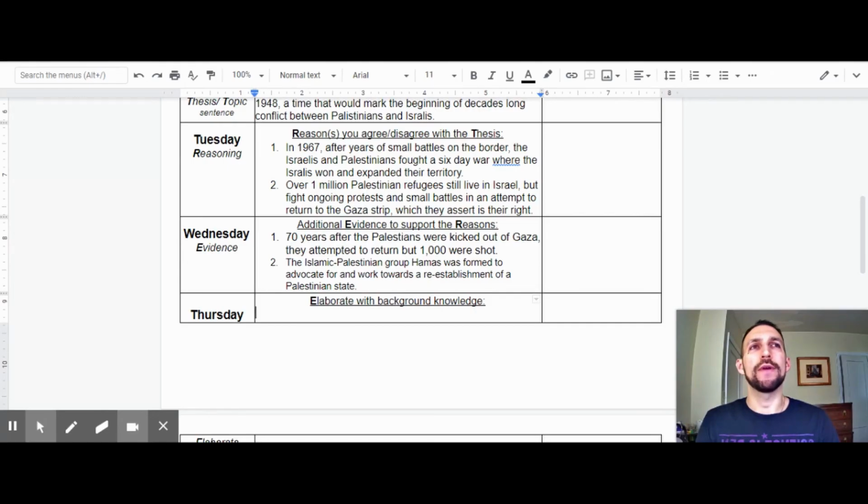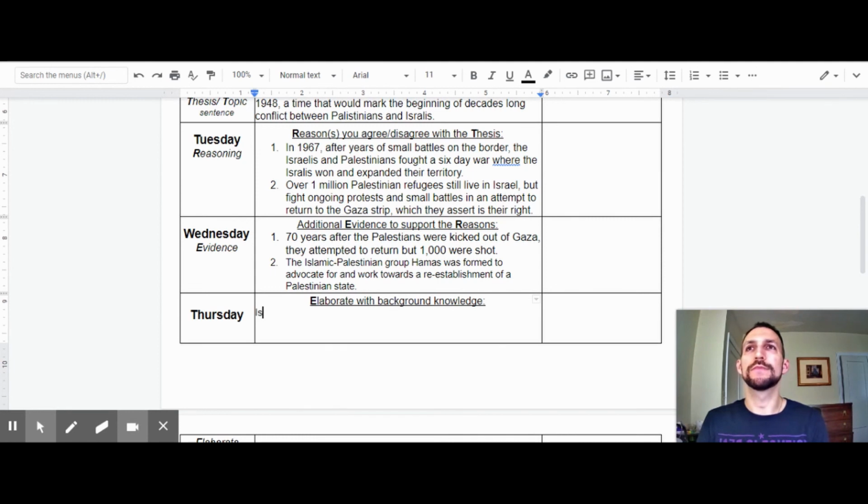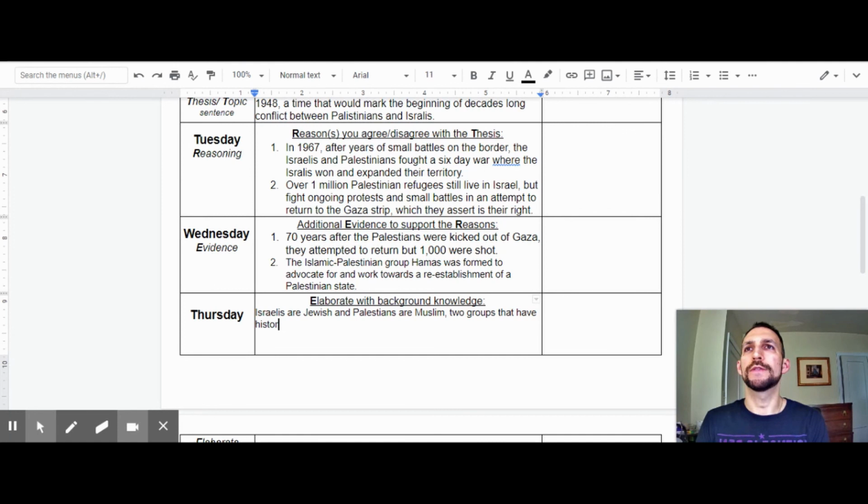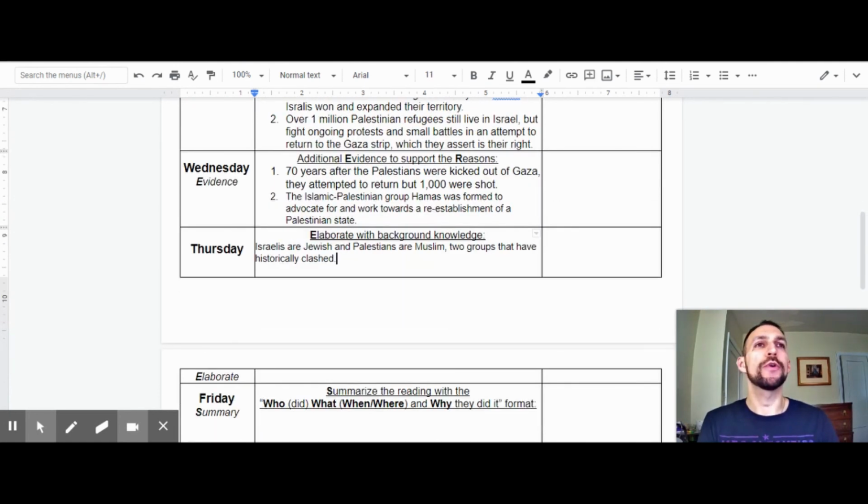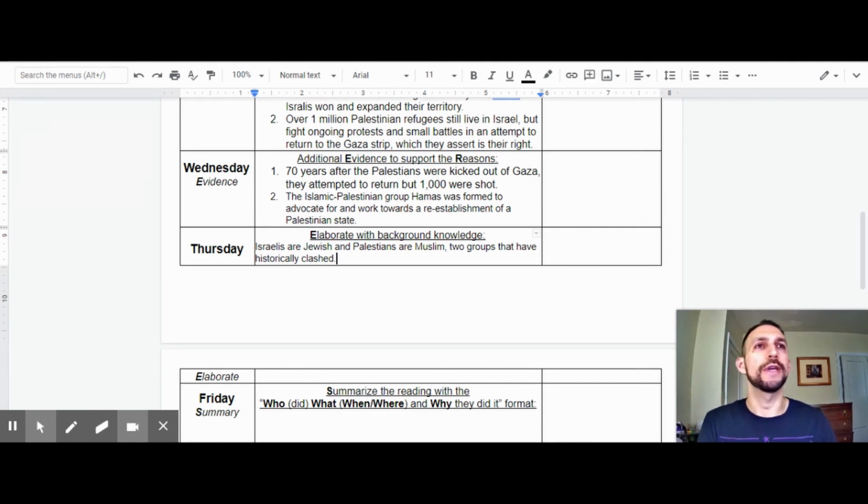So Thursday, elaborate with background knowledge. What do we know about the Israeli and Palestinian conflict? Well, maybe we know that Israelis are Jewish and Palestinians are Muslim, two groups that have historically clashed. And it can be personal, so it doesn't need to be deep. This is not from the reading. You can do some cursory research. Again, don't just Google something and paste it. This needs to be in your own words.